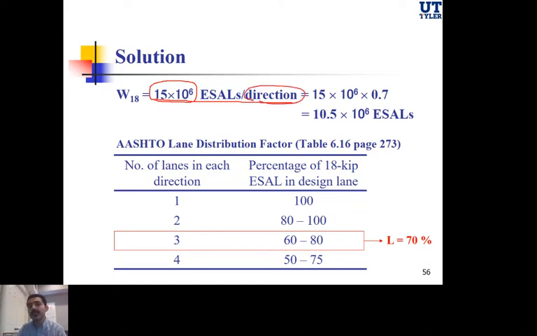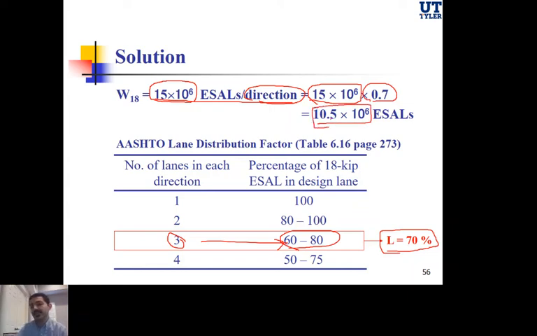All we need to care for now is to multiply this 15 million by a lane distribution factor, depending on how many lanes per direction. It was given to us as 3 lanes per direction. Therefore, the lane distribution factor ranges from 60 to 80%. So I picked somewhere in between, and the lane distribution factor is 70%. Therefore, out of this 15 million ESALs that I'm expecting in this one direction, I'm going to experience 10.5 million ESALs in the design lane, the most critical lane.